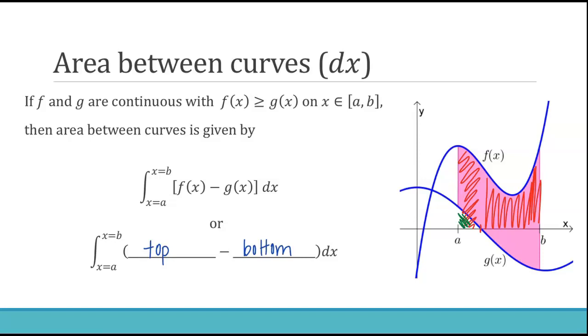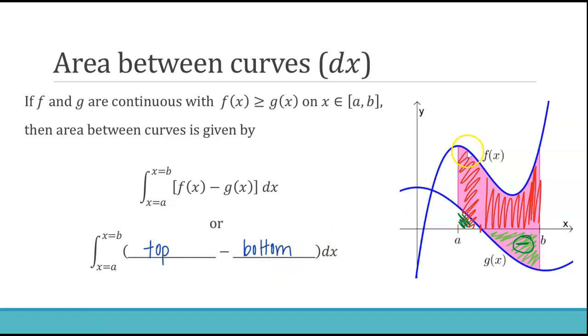We know that that area is negative. So right here, this area, we would consider that negative area. So when we subtract negative area, that makes it positive. So this formula does check out. It is going to work whether or not your functions are above or below the x-axis. We can always just stick to top minus bottom.